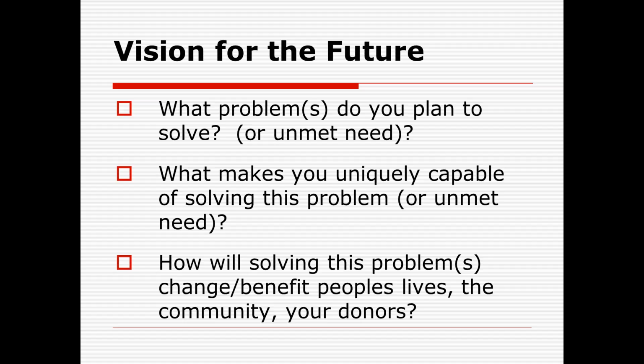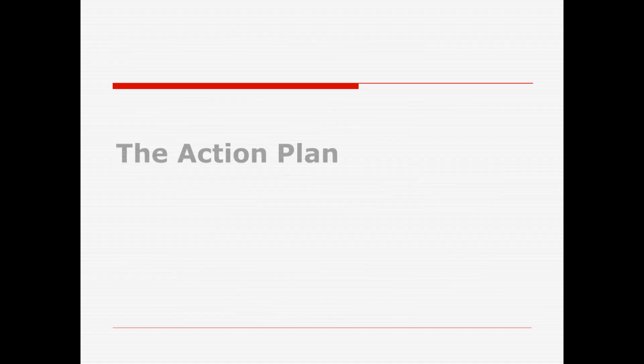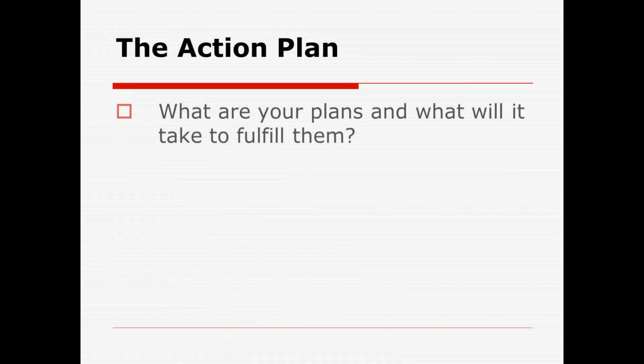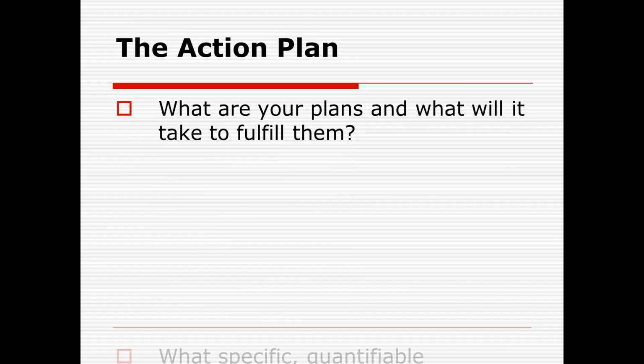And then your fourth section is the action plan. How do you plan on solving this problem? What is it going to take? Okay. We know what you already do. You've defined the problem. How are you going to solve it? So that needs to be very clearly written out.